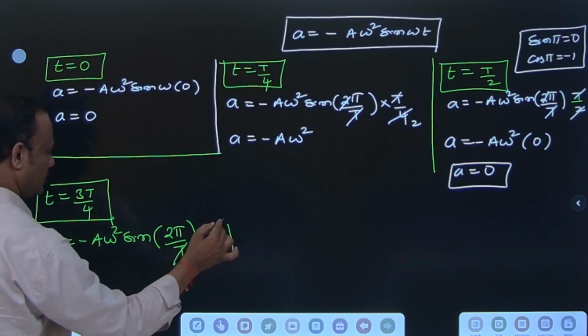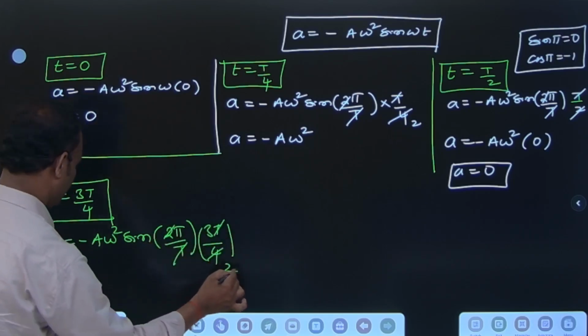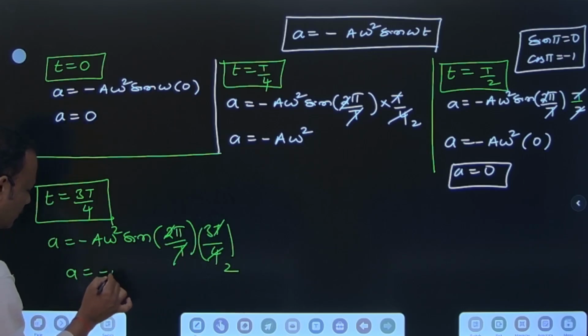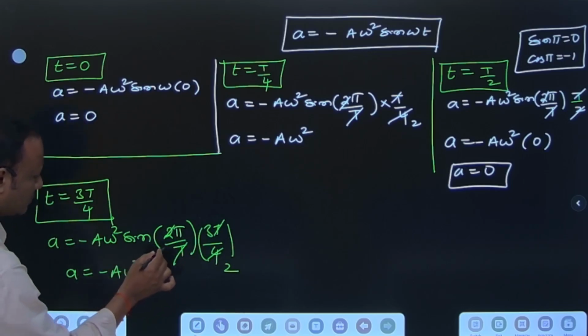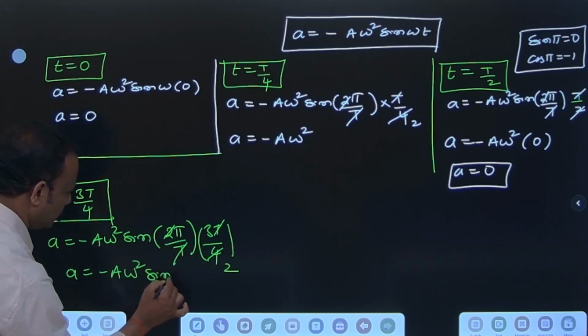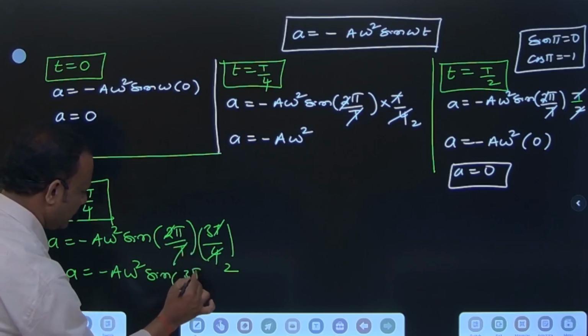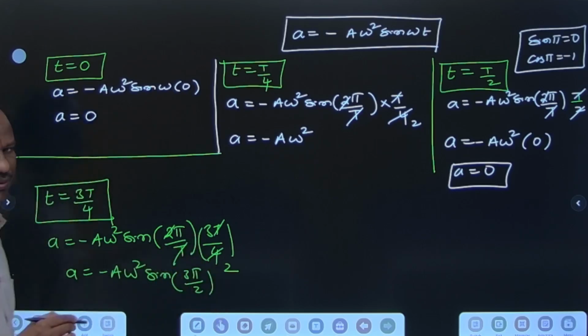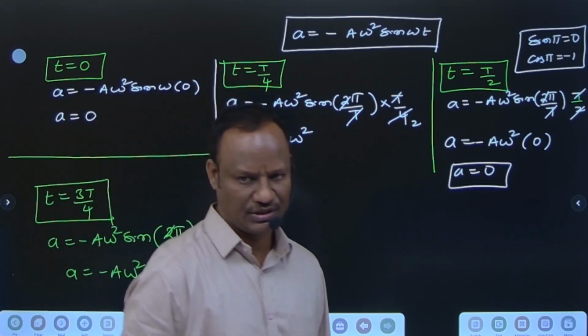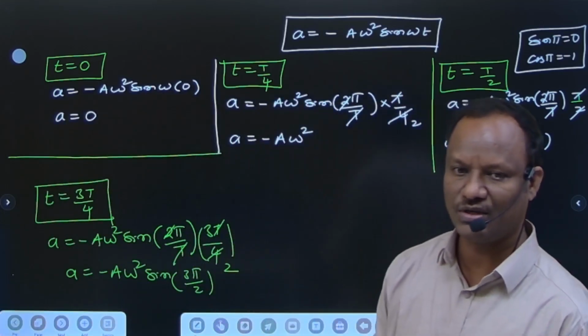Okay, T and t cancel. Two ones are two's. Then a is equal to minus a omega square sine of what? 3 pi by 2. Pi by 2 is 90, so 3 times 90 is 270. Sin 270 value.